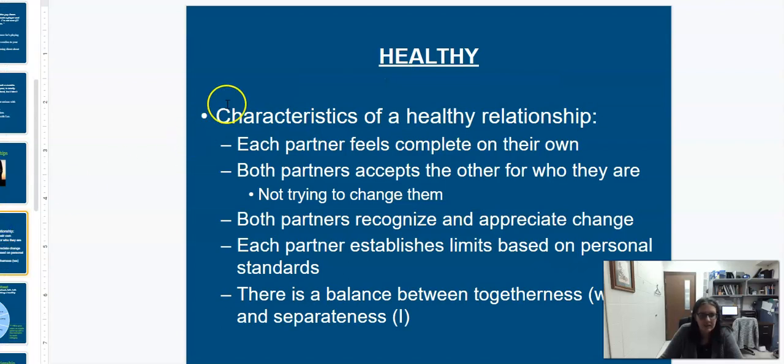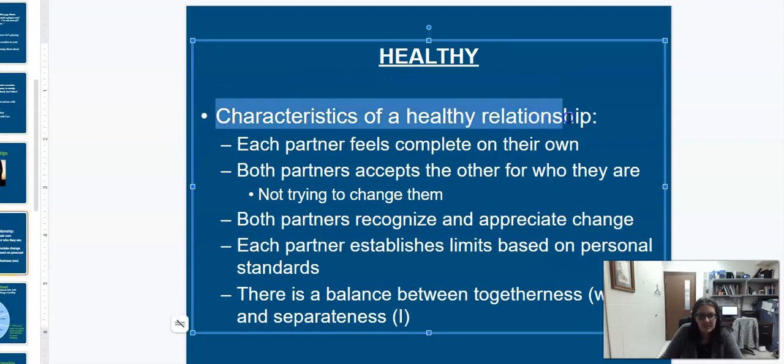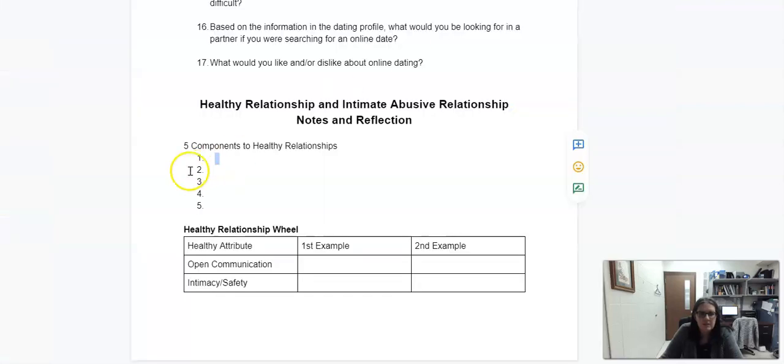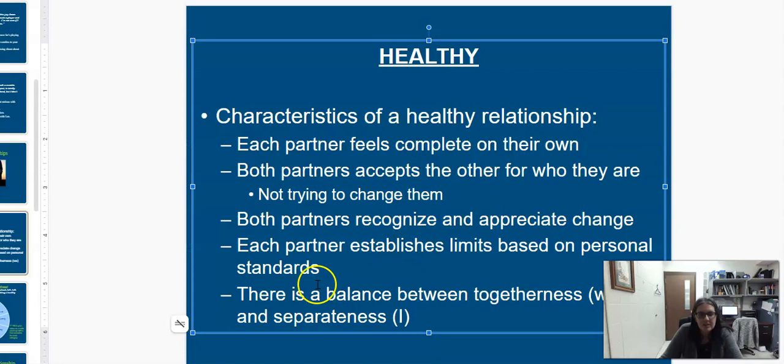So we're going to have the healthy relationships. This is characteristics of a healthy relationship. You have them right here. So each dash is one of the 5, and so then you'd put them in here. So those are the things that help you have a good relationship.